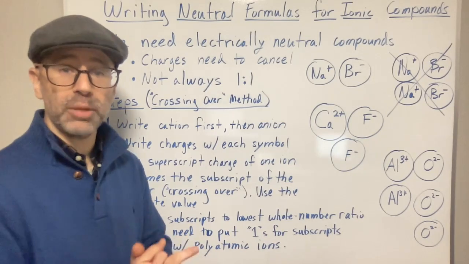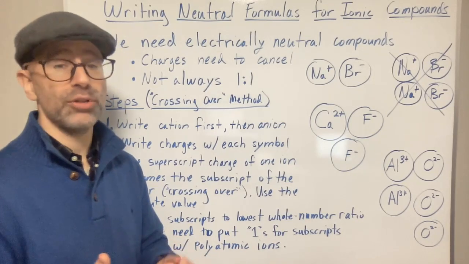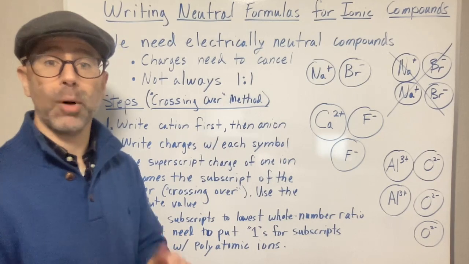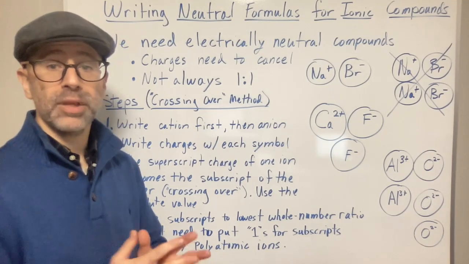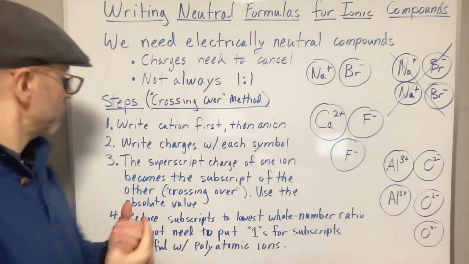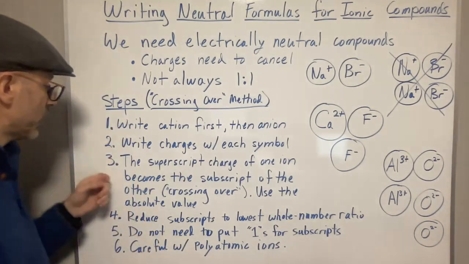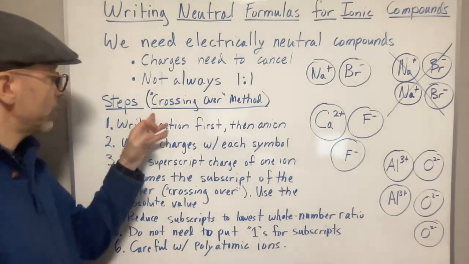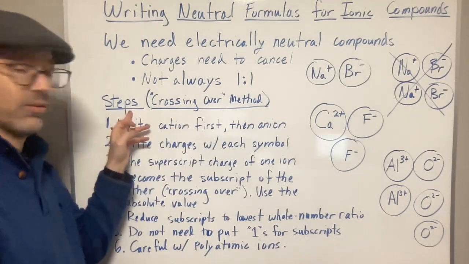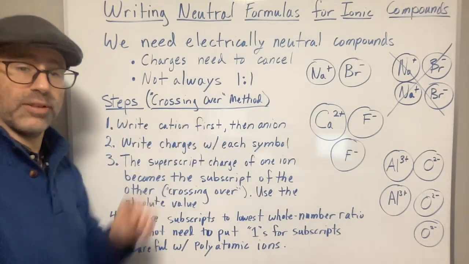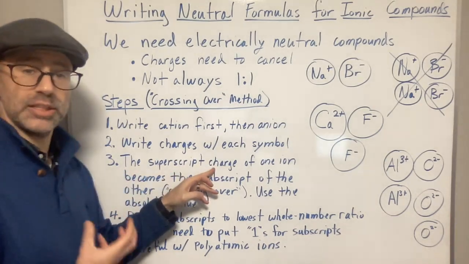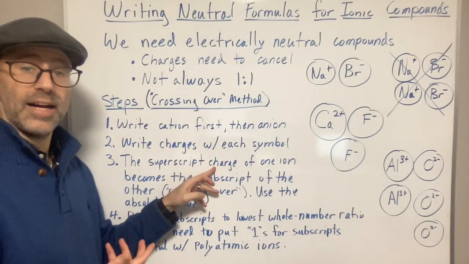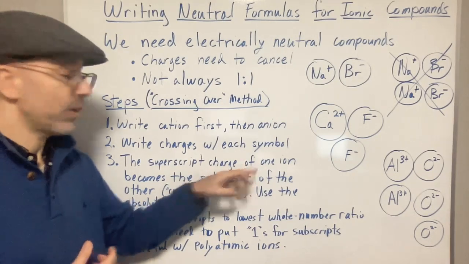And for the main group elements, tin and lead, although they're technically main group, those are going to have multiple charges. So those are going to need Roman numerals. So you've got to know those. So that's step 2. Step 3, and this is where we talk about the crossing over method. We're going to use the crossing over method, where the superscript charges of the ions are going to crisscross.